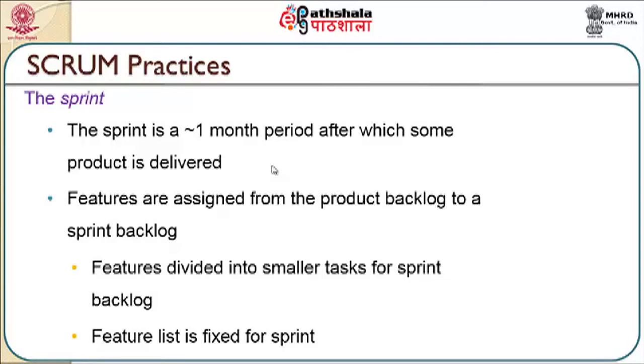It can be a maximum of a 1 month period, and it can start even from 15 days. Features are basically assigned from the product backlog to a sprint backlog. Features are divided into smaller tasks, as we have been calling them modules in our traditional approaches. Now we will call them features for every sprint backlog. The feature list is fixed for every sprint. So once we have taken some user stories and worked on that sprint, and they have been assigned to that particular sprint backlog, these are fixed.